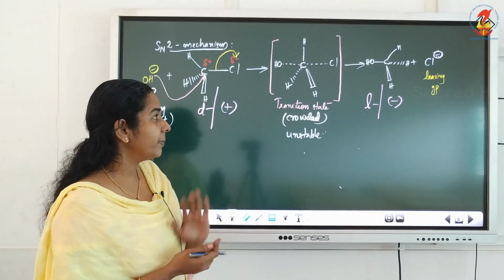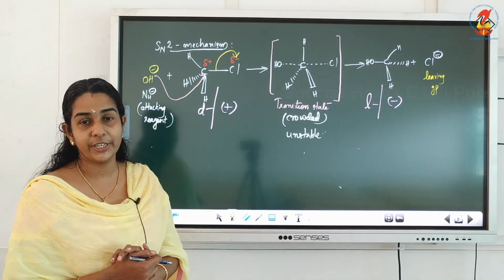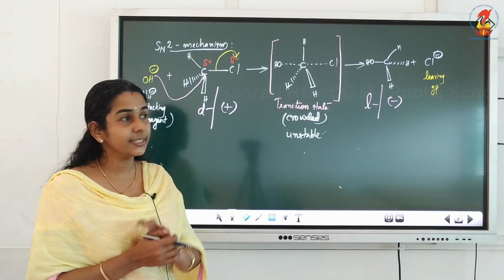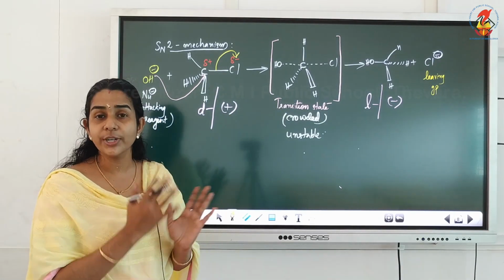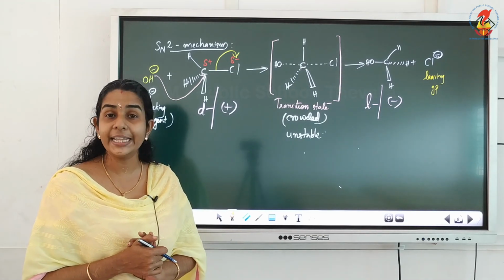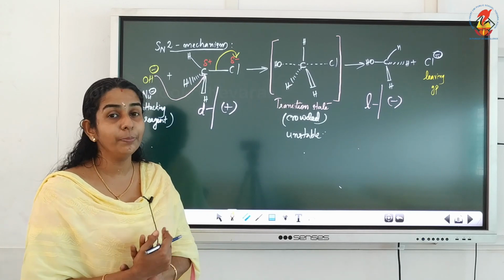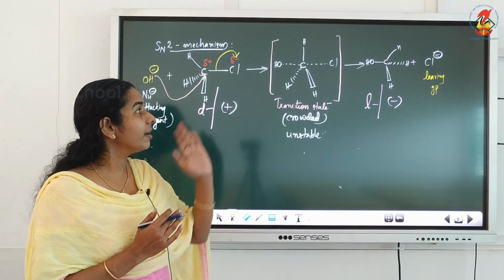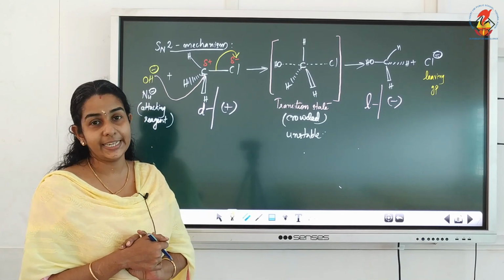So this is about the mechanism. Remember, there is no intermediate in the SN2 mechanism, only a transition state is present, and in the transition state the carbon is simultaneously bonded to 5 atoms. C-X bond breaking as well as carbon-nucleophile bond formation, both are taking place simultaneously.